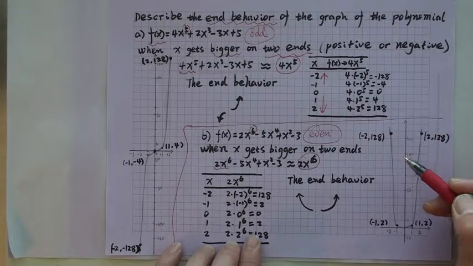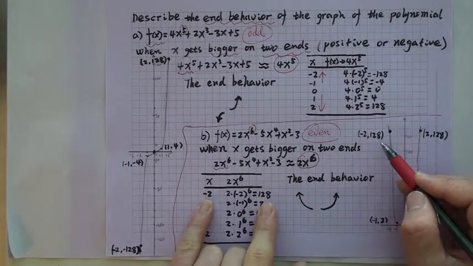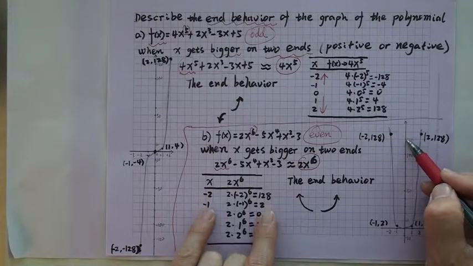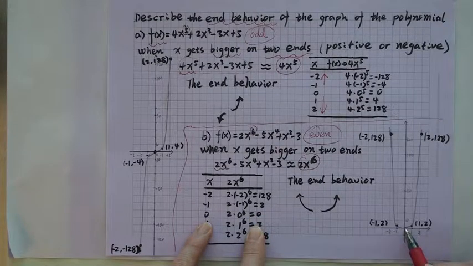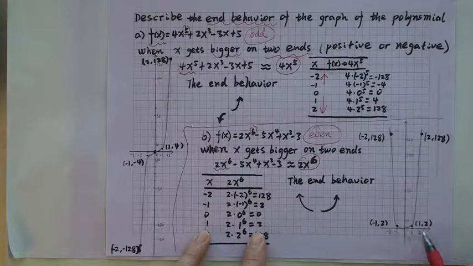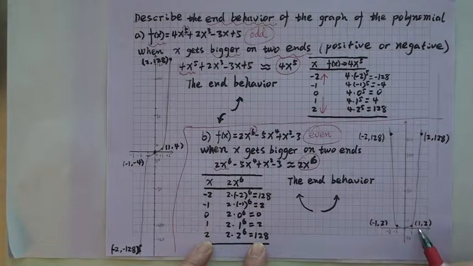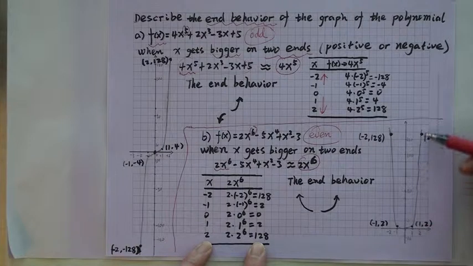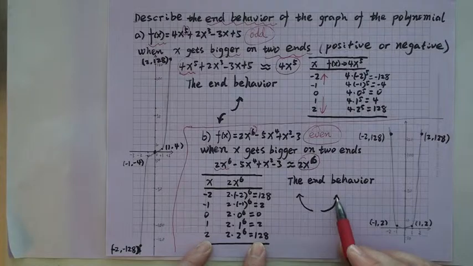Now you want to put those points on the picture: negative 2, 128 here, because here is 120. Negative 1, 2 here, 0, 0 here, and 1, 2 here, and 2, 128. X is 2, y is 128. So the picture looks like a U. And then the end behavior will be like this.